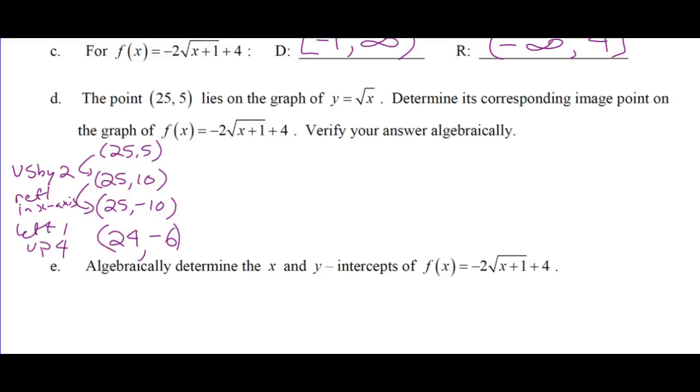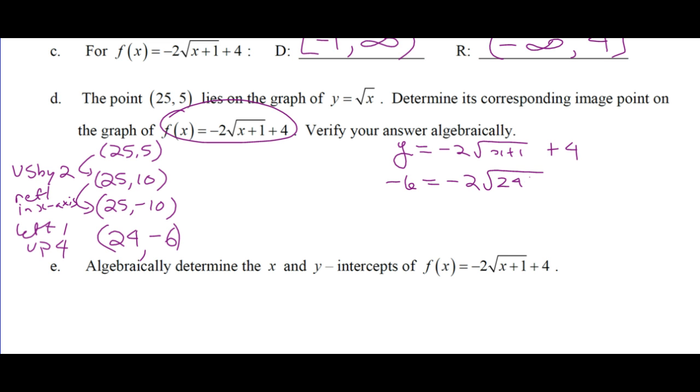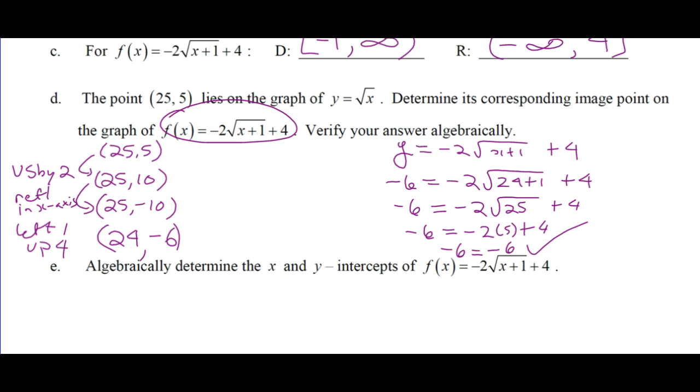Verify your answer algebraically. So algebraically, let's write y equals negative 2 root x plus 1 plus 4. If I take y as negative 6, then x should be 24. So negative 6 is equal to negative 2 root 25 plus 4. Negative 2 times 5 plus 4, and negative 6 equals negative 6. Throw a check mark in there. Yeah, this is a true statement. So that point is on this curve. Okay, so we have verified algebraically.